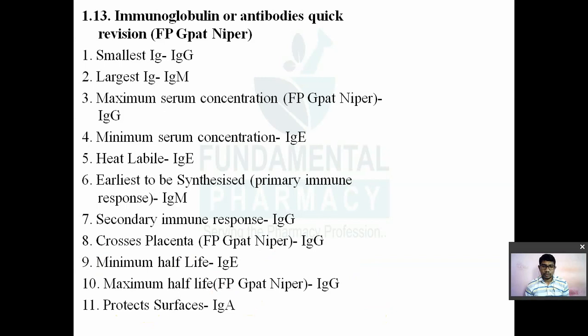Then next, which immunoglobulin protects the surfaces of your defense cell? That is nothing but immunoglobulin A. So immunoglobulin A is known as a surface protectant. Warm antibody: immunoglobulin G is also known as a warm antibody.